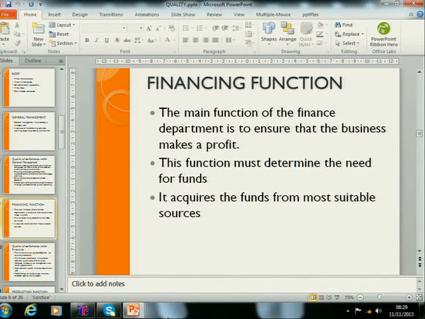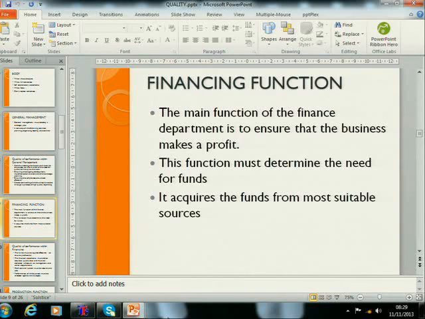What is taking place in the function? The main function of the finance department is to ensure that the business makes profit. That is the main function of the finance department. So this function must determine the need for funds. Do we need to borrow funds?